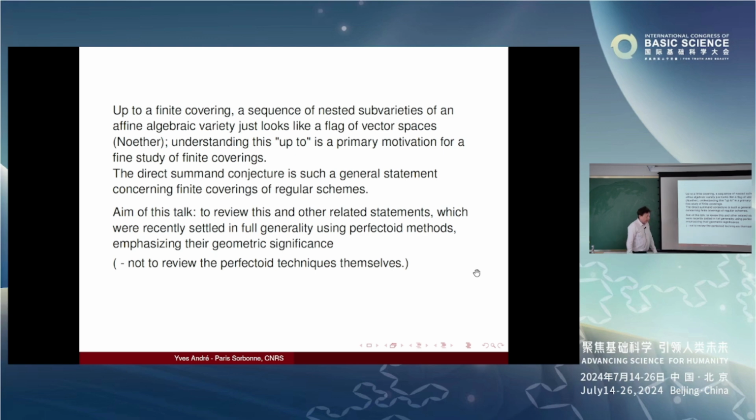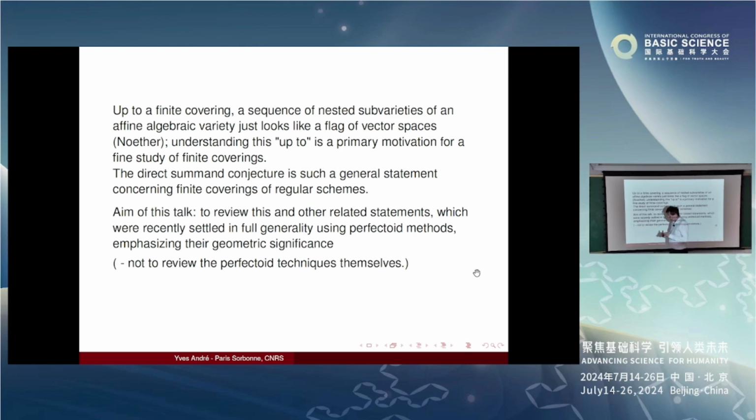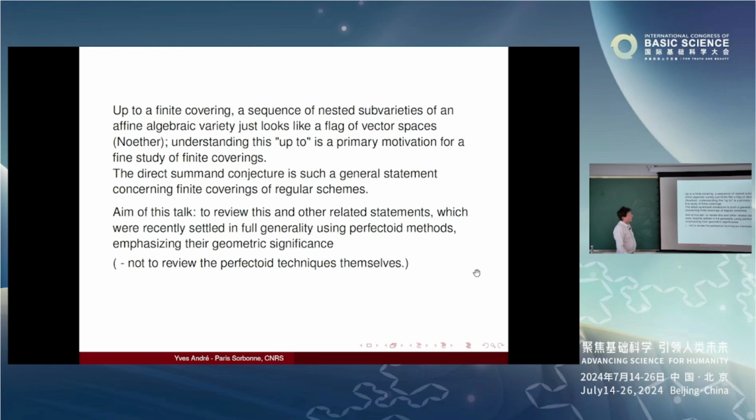There are some statements, like this one, which I will recall, that are not immediately understandable for a classical algebraic geometer, although it is completely easy and immediately possible to state. It deals with finite coverings, and finite coverings are very important in algebraic geometry, because if you neglect finite coverings, every sequence of nested subvarieties in algebraic geometry is just like a flag of vector spaces. So it's not a minor detail to understand finite coverings in a fine way.